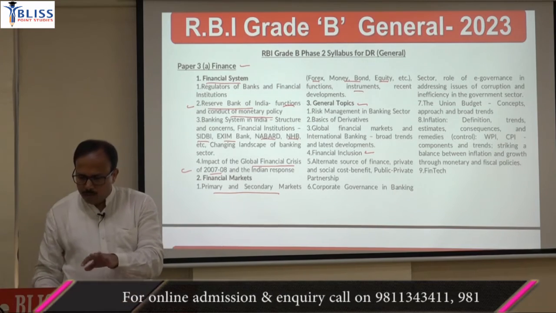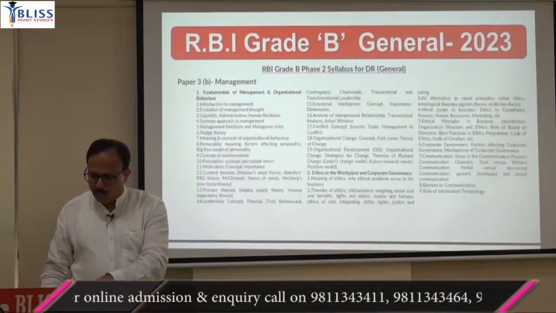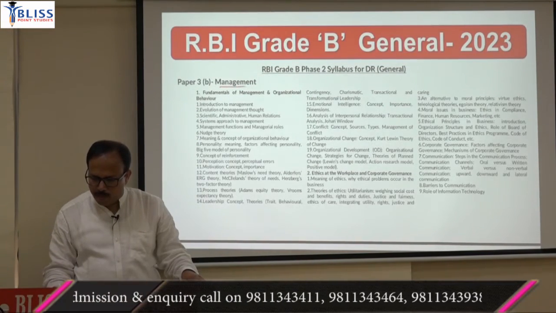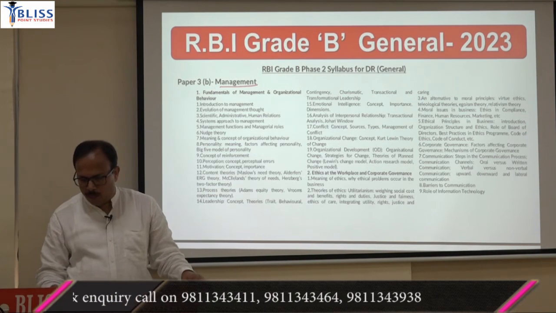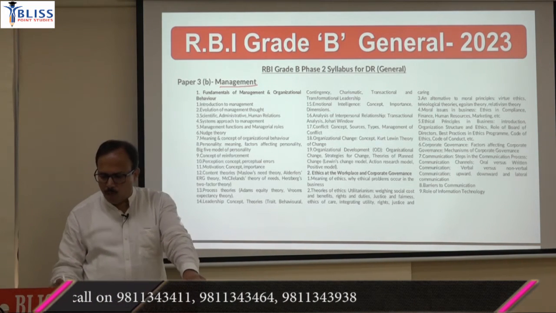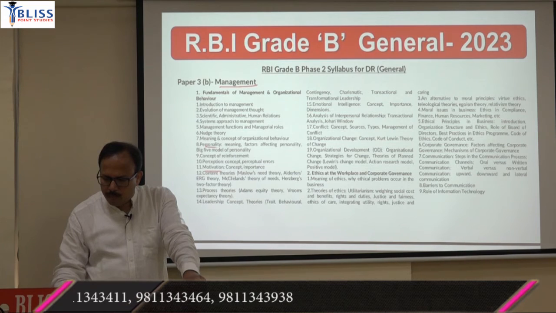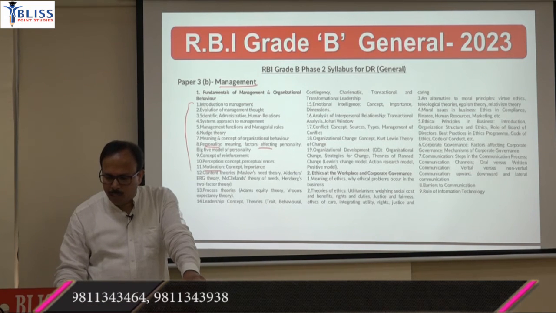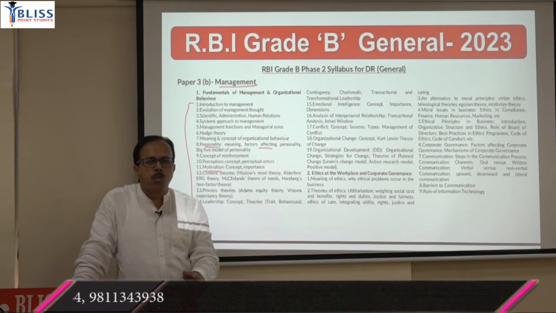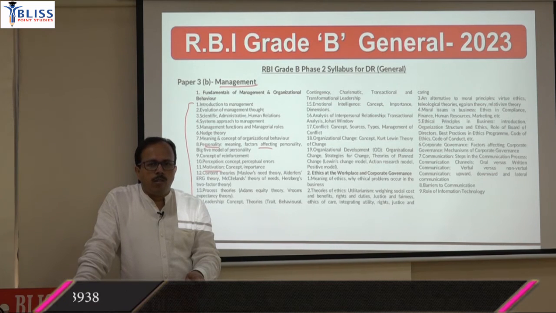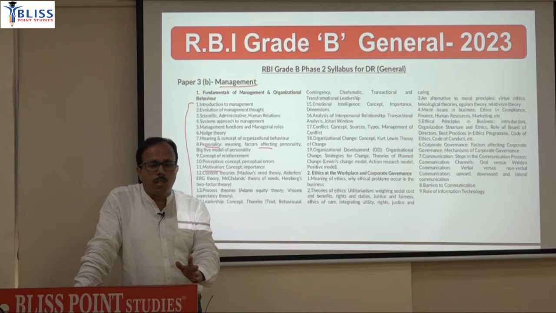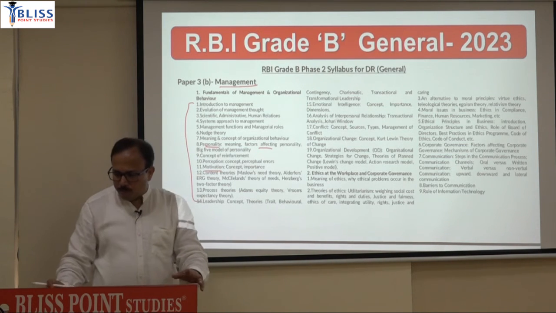So this third paper is finance and management. It is basically divided into two different parts, finance and management. Within management, there is motivation and the meaning of different personalities. So all aspects of management, motivation and its different theories, Herzberg's theory, Maslow's theory. You have to know those theories from the objective point of view as well as the subjective point of view.